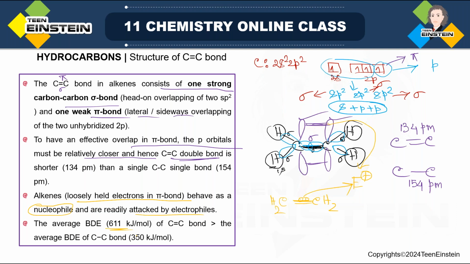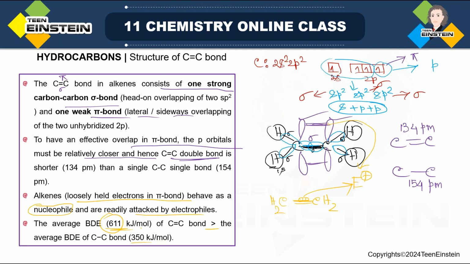Next, one more piece of information: bond dissociation energy. This is obviously the average bond dissociation energy, just like the bond length, which is also an average. Look at this value, 611 kilojoule per mole. This value is greater than the average BDE of the C-C bond, which is 350. It is almost half the amount. Now, don't think that if pi bonds are loosely held, then why is it strong? It is true they are loosely held.